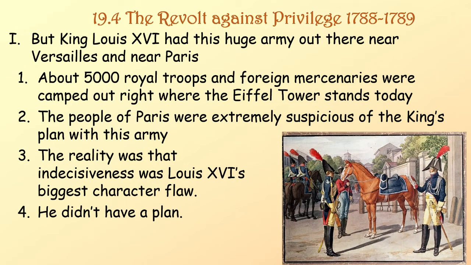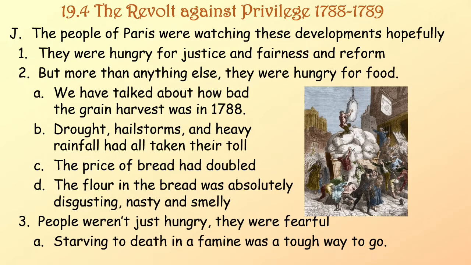But King Louis XVI had this huge army out there near Versailles and near Paris, and about 5,000 royal troops and foreign mercenaries were camped out right where the Eiffel Tower stands today. And the people of Paris were extremely suspicious of the king's plan with this army. Well, the reality was that indecisiveness was Louis XVI's biggest character flaw, and he didn't have a plan. He didn't know what he was going to do with all those troops.